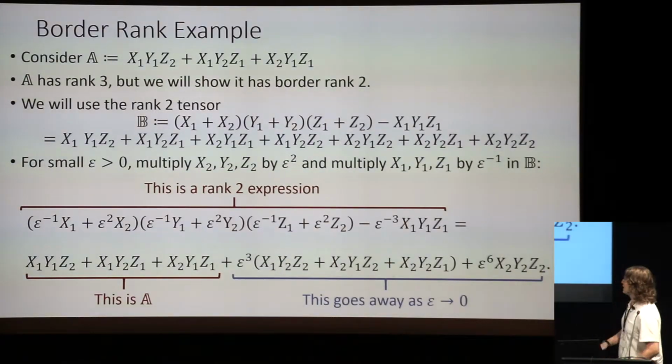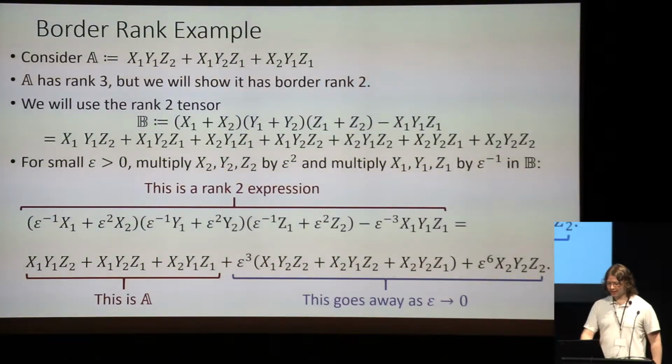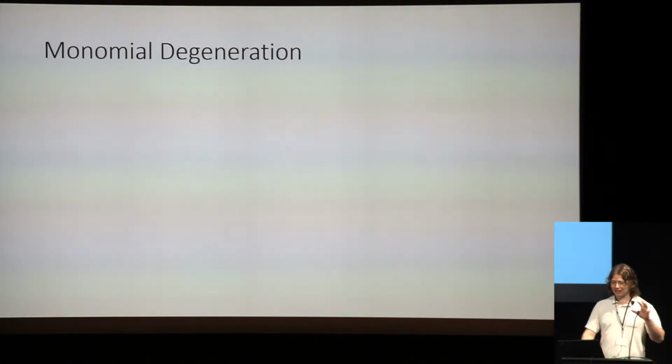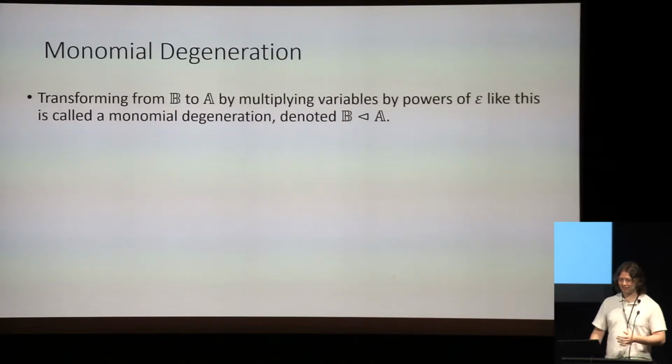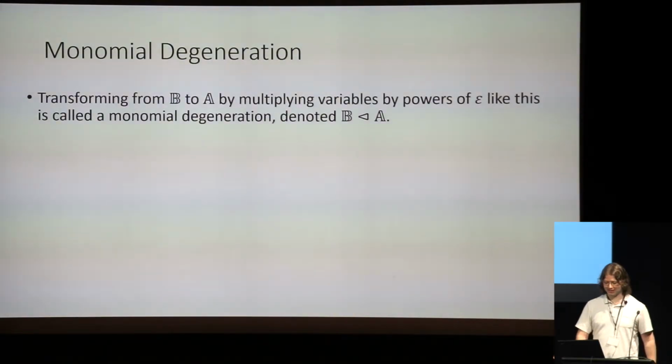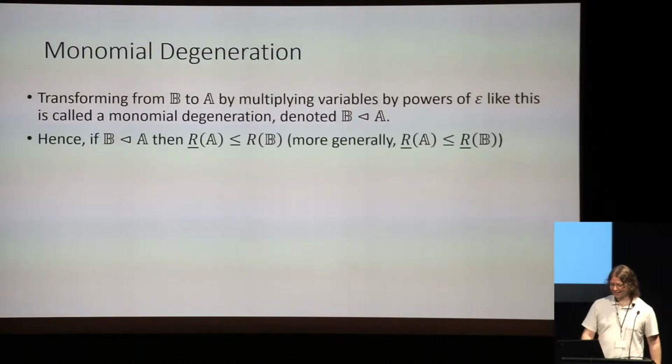And all the rest of the terms have some positive power of epsilon in front of them. So as epsilon gets smaller and smaller, we get a sequence of rank 2 tensors that converge to our tensor A, and it shows that it has border rank 2. So this kind of technique we just used for transforming from a tensor B to a tensor A is called a monomial degeneration, like transferring from B to A by multiplying by powers of epsilon like this. And it's denoted with this B triangle A thing.